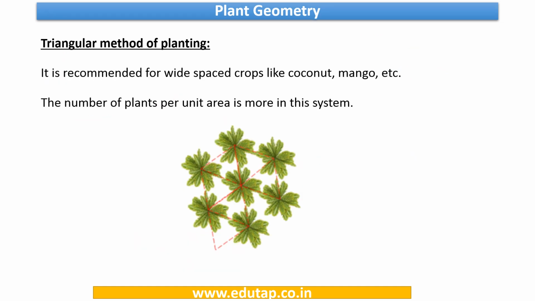Now we have this triangular method of planting, right? This kind of method is usually seen for wide spaced crops like coconut, mango, etc. You can even Google and find out more examples of such kind of triangular method of planting. Now here the number of plants per unit area is more. So just understand this point.